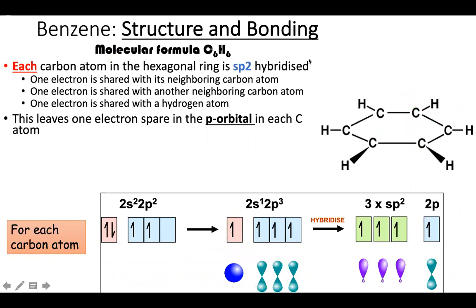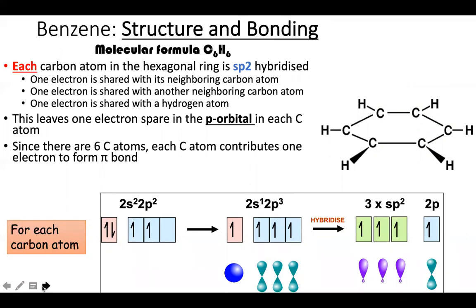Okay, I'm going to clear my drawing now. So this is basically saying the same thing. Each carbon atom is sp2 hybridized. This leaves 1 electron spare in the p orbital. Since there are 6 carbon atoms, each carbon atom contributes 1 electron to form pi bonds. Okay, 6 electrons in the p orbitals produce 3 pi bonds, because to form 1 bond, you need 2 electrons.